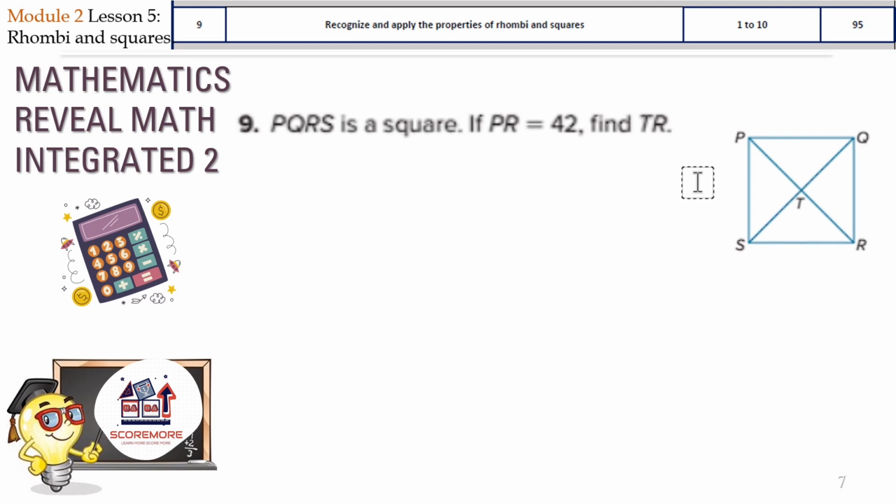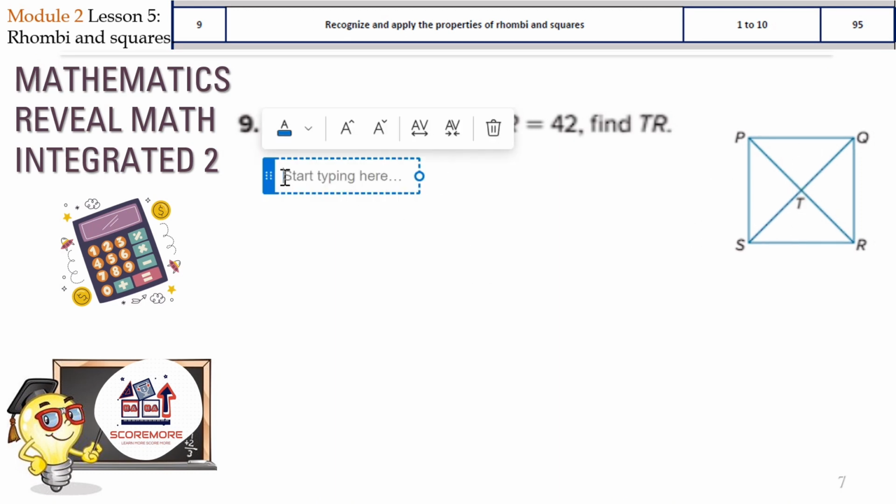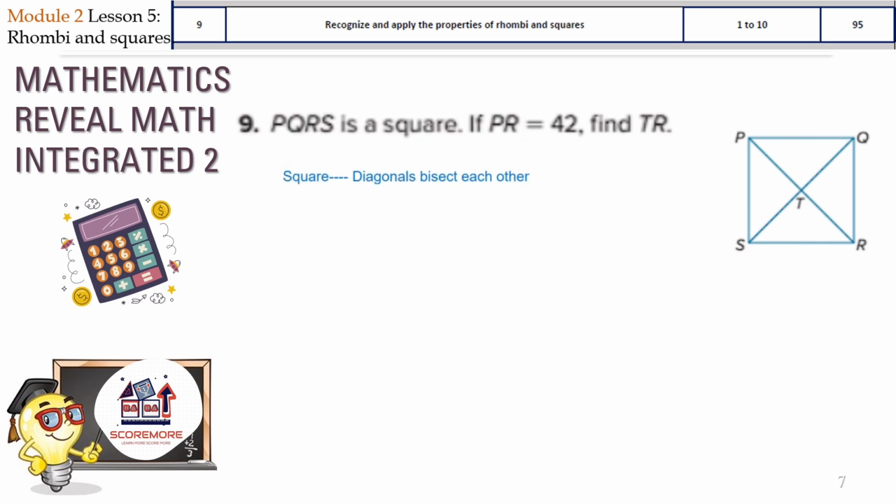Let's look at question number 9 now. PQRS is a square. So we are supposed to find TR. In a square, the diagonals bisect each other at 90 degrees. So what is the solution? Of course, if you have PR 42, you are going to find TR. It's going to be half of it.